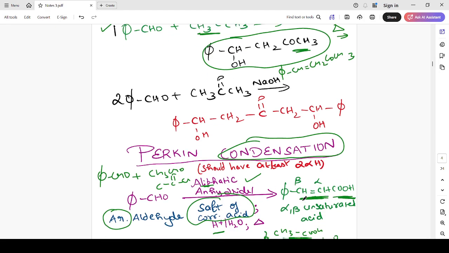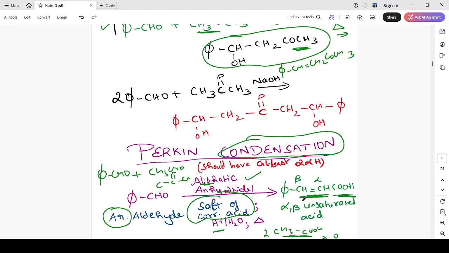So the reaction is called Perkin condensation reaction. So how do I identify this Perkin? You would be provided definitely benzaldehyde in the presence of aliphatic anhydride. The moment you see this combination, just go and heat it, create an alpha beta unsaturated acid.